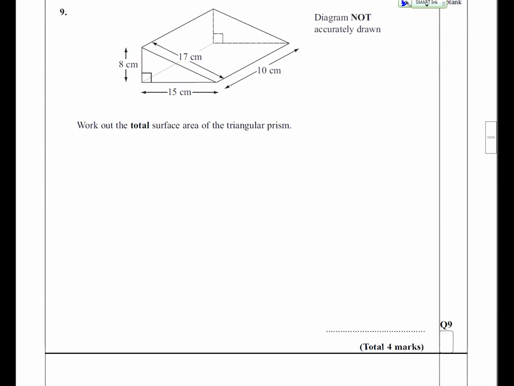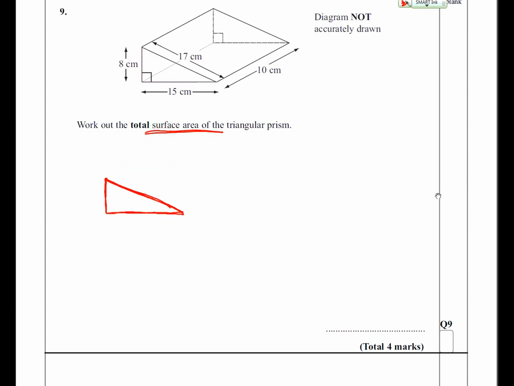Question 9. Work out the total surface area of the triangular prism. Surface area. Imagine it's Christmas, or it's your birthday, or someone else's birthday, and you want to wrap up a present. Looks like you've got them a skateboard ramp. It's generous of you. So, how much wrapping paper are you going to use? That's what surface area is all about. If you cover it perfectly with paper, how much area of paper do you need?